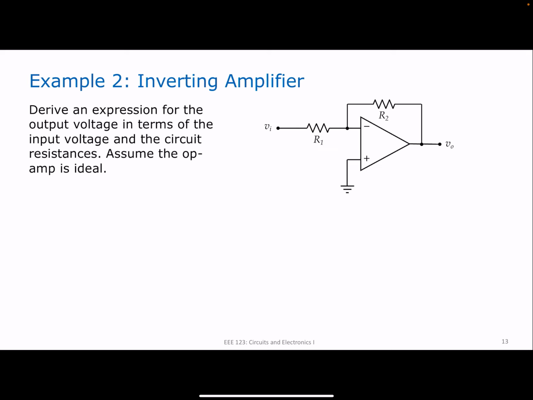Okay, next we apply the assumptions for an ideal op-amp. So what is that? First, V plus is equal to V minus. Now V plus is equal to 0 because it is grounded. And therefore V minus will also be equal to 0. Then the other assumptions are these, that this current, I plus, is equal to 0, and here, I minus is also equal to 0.